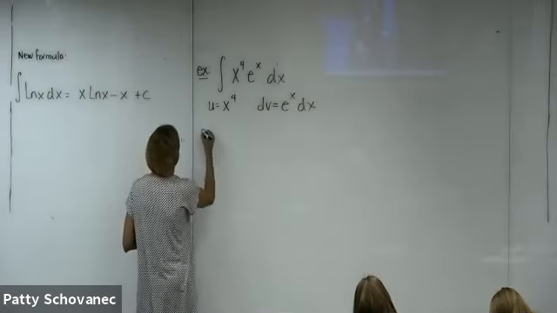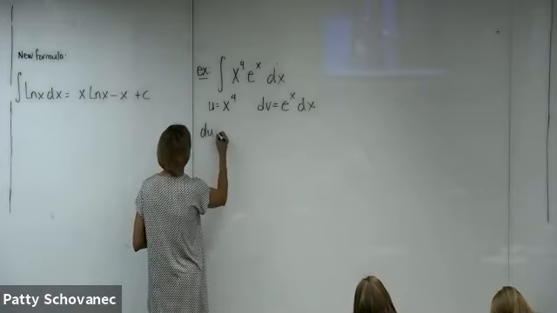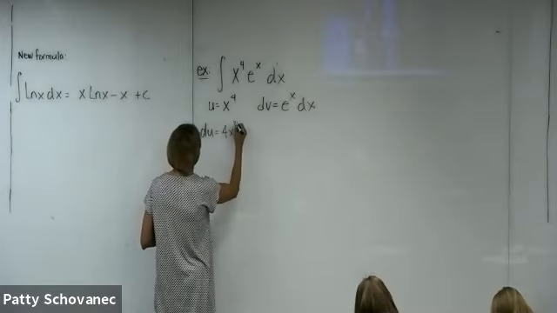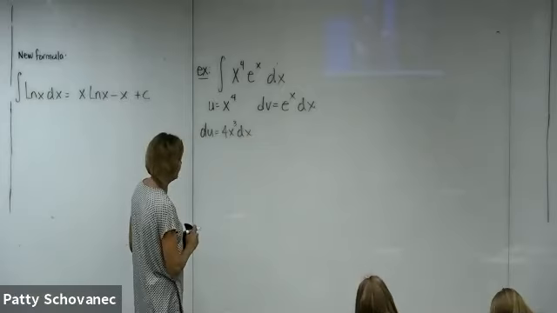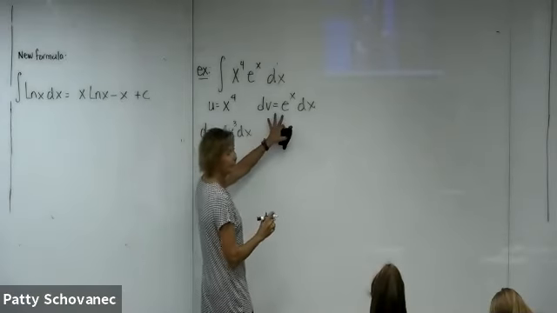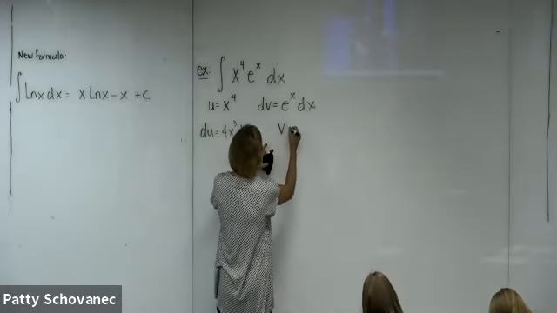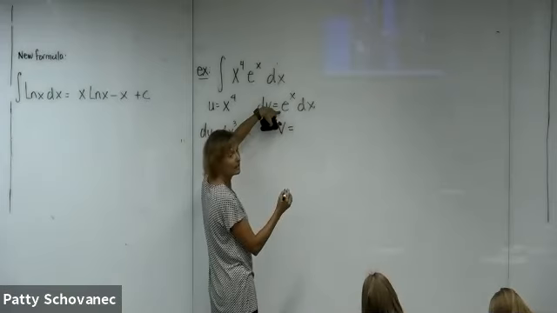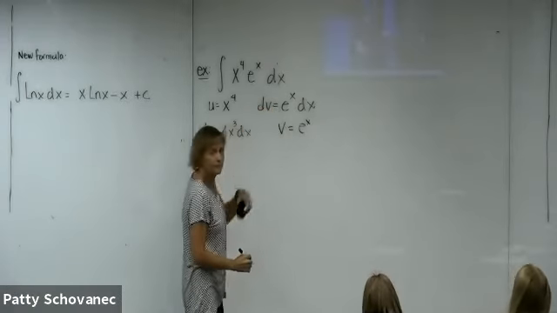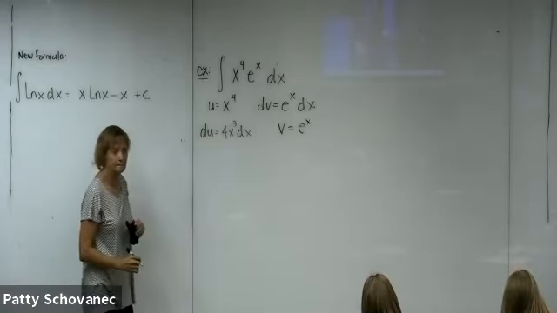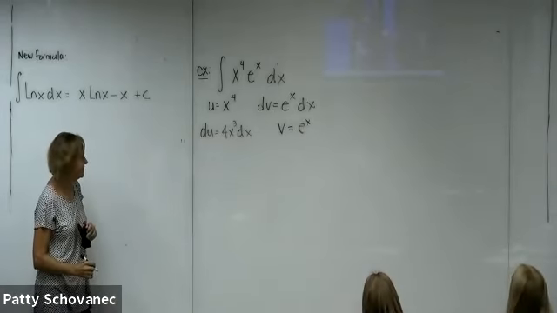du means we're taking the derivative over there, so I get 4x cubed dx. To get the v, we integrate both sides here. Integral of dv is v. What's the integral of e to the x dx? It's e to the x. You good with me?